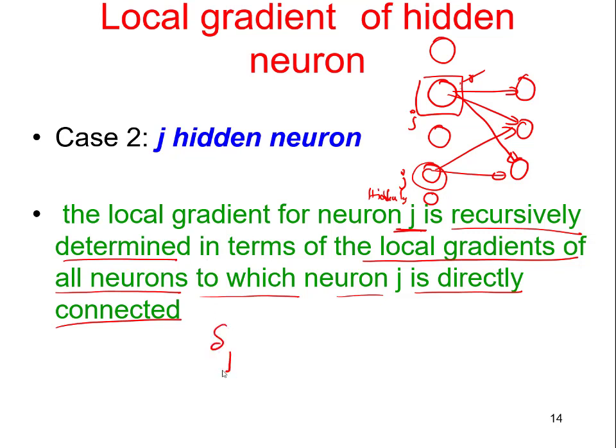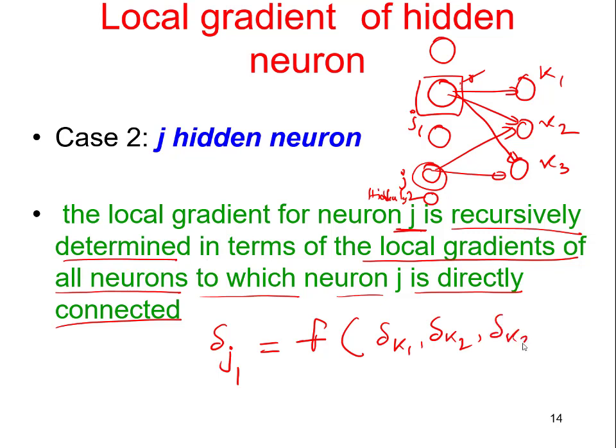So if we consider delta J, it can be computed with the help of a function. Suppose these are K1, K2 and K3, and the hidden neurons are J1 and J2. J1 connects with delta of K1, delta of K2 and delta of K3. After computing delta K1, delta K2, delta K3, the result is recursively fed back to delta J1, and then delta J1 can be computed. The same goes as we move from layer to layer.